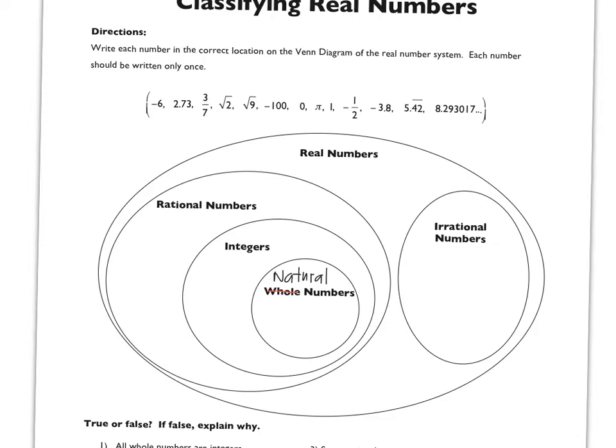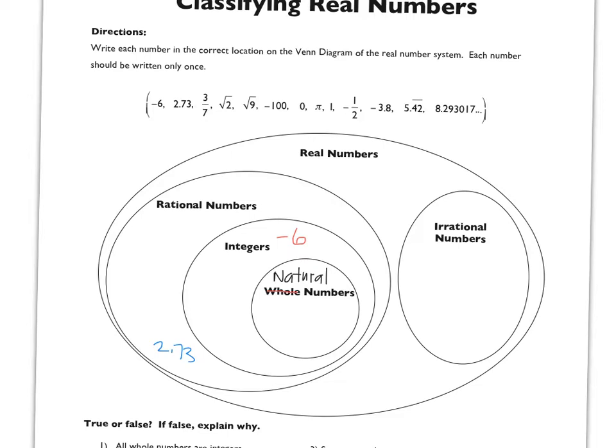So let's take negative 6. Well, negative 6, the 6 part is a whole number, but it's negative. So it can't go in the natural numbers because those are only positive. So we're going to put negative 6 into the integers. 2.73, we've got a terminating decimal. Well, it's not a whole number, so it can't go in the integers, but it is rational because it terminates. So we put 2.73 in that rational set.